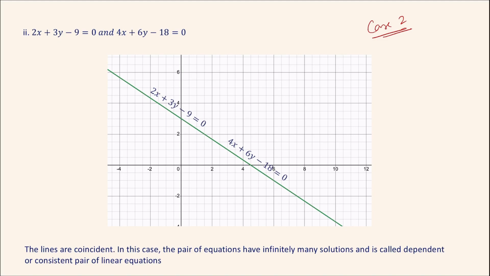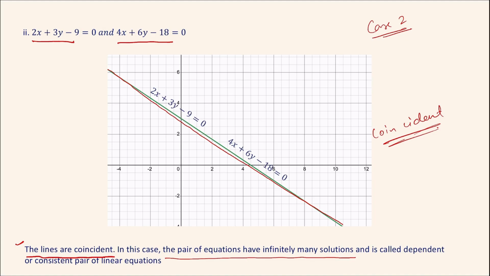Now here we have two equations, 2x plus 3y minus 9 is equal to 0, and 4x plus 6y minus 18 is equal to 0. When we see here, both the equations have this exact same line on the graph. That means both these lines are coincident. That means they lie on top of each other. If we read the explanation here, the lines are coincident, correct, both of them lie on each other. In this case, the pair of equations have infinitely many solutions.